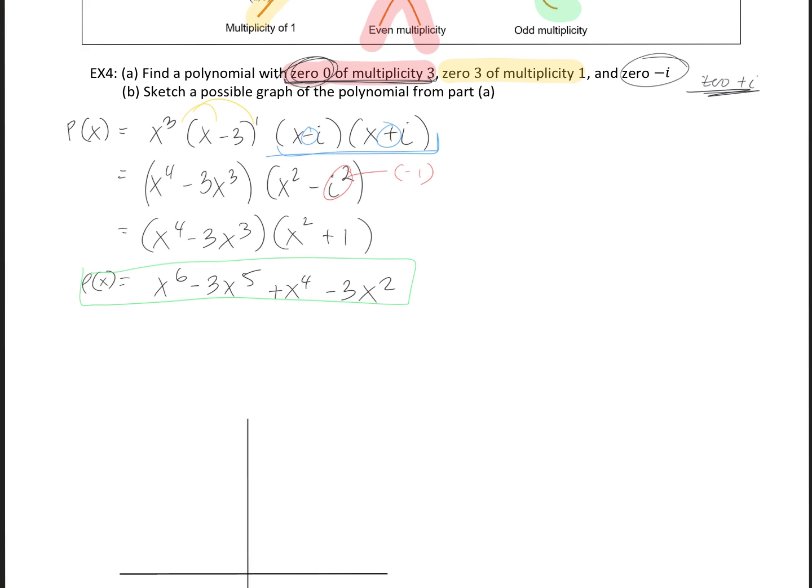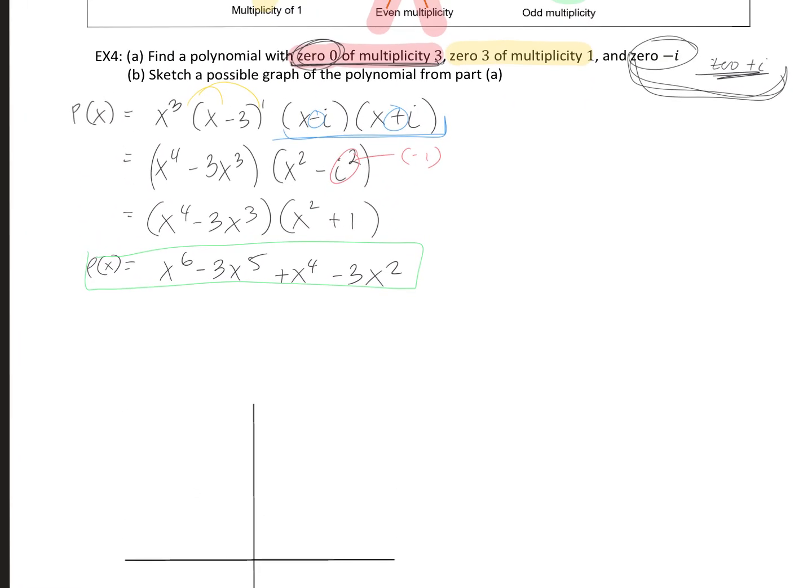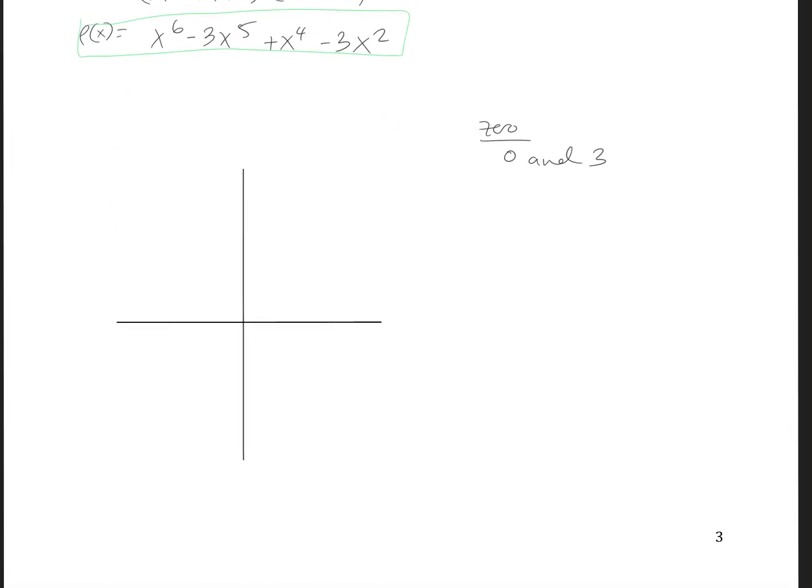So for sketching a graph, when we have these complex values, we can't actually graph those numbers on the real number line. So we're just going to be graphing our zeros of 0 and 3, because we had a 0 of 3 and a 0 of 0. Let me highlight those again. There we go. Let's go ahead and graph those. So we have a 0 at 0, right there. And then we're going to have 1, 2, and 3. It happens there. So again, we know it's crossing here.